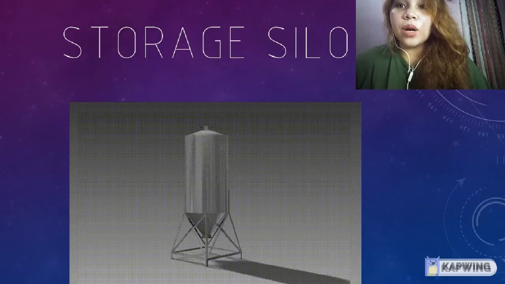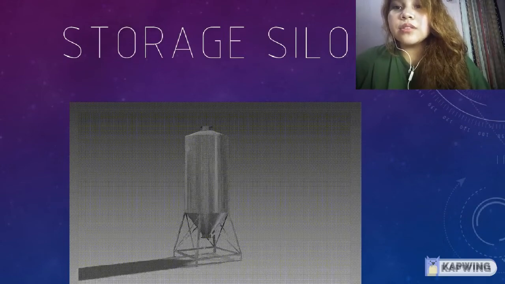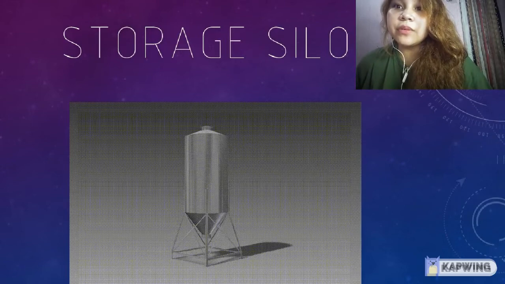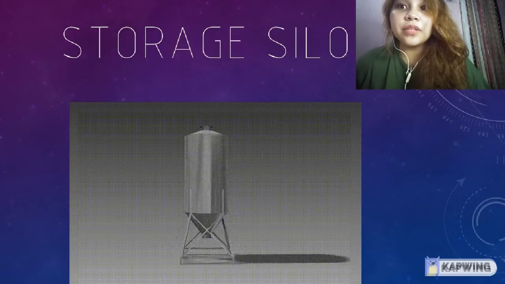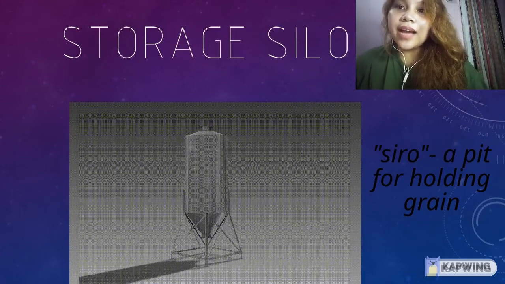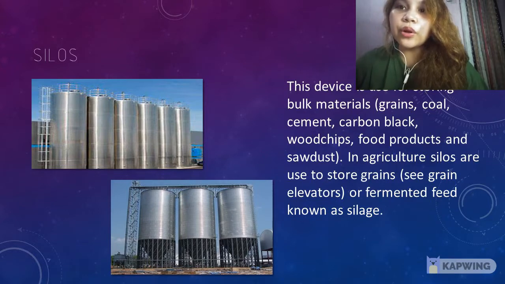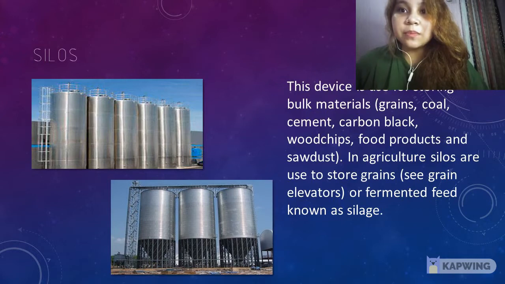Now I'm going to talk about storage silos. So the word silos actually came from a Greek word syros, which means a pit for holding grain. So in agriculture, it is used to store grains, food products, and fermented feed called silage. This silage is what we feed to cows, cattle, sheep, and other farm animals.